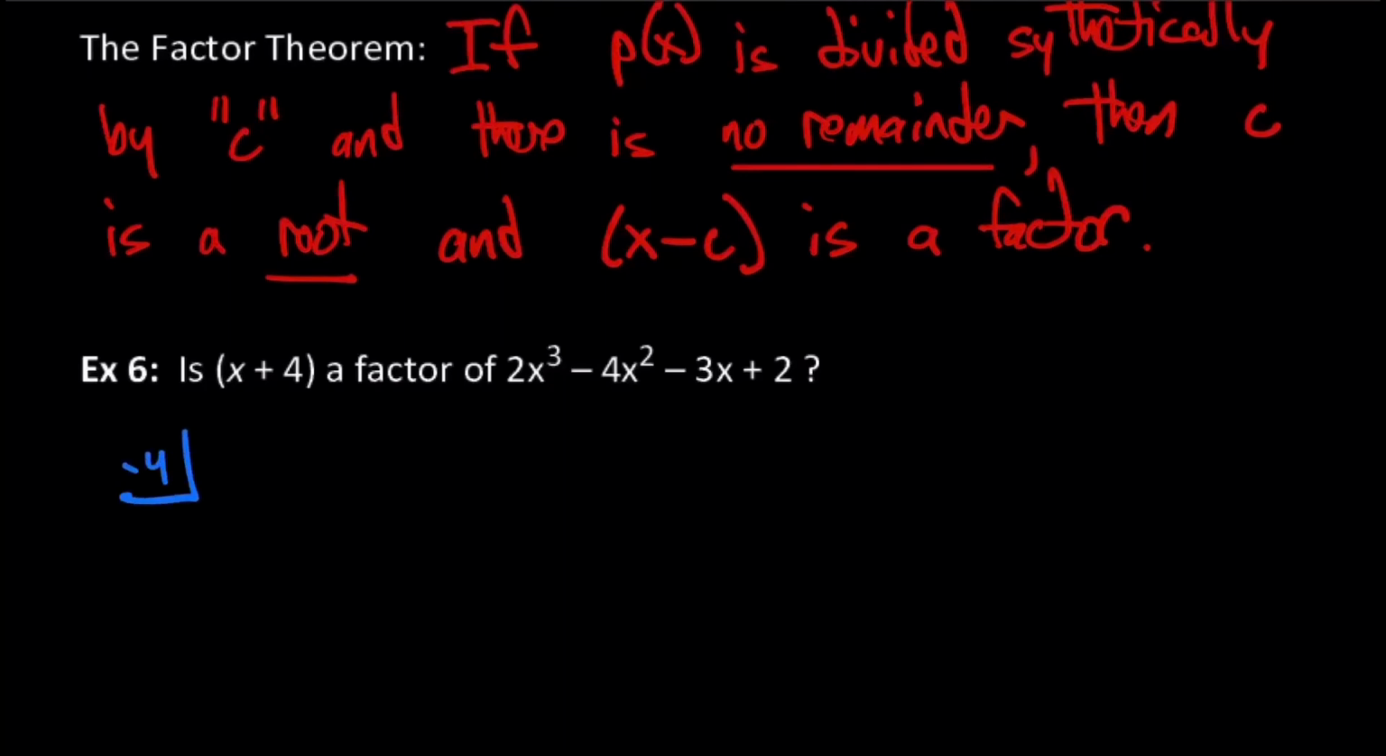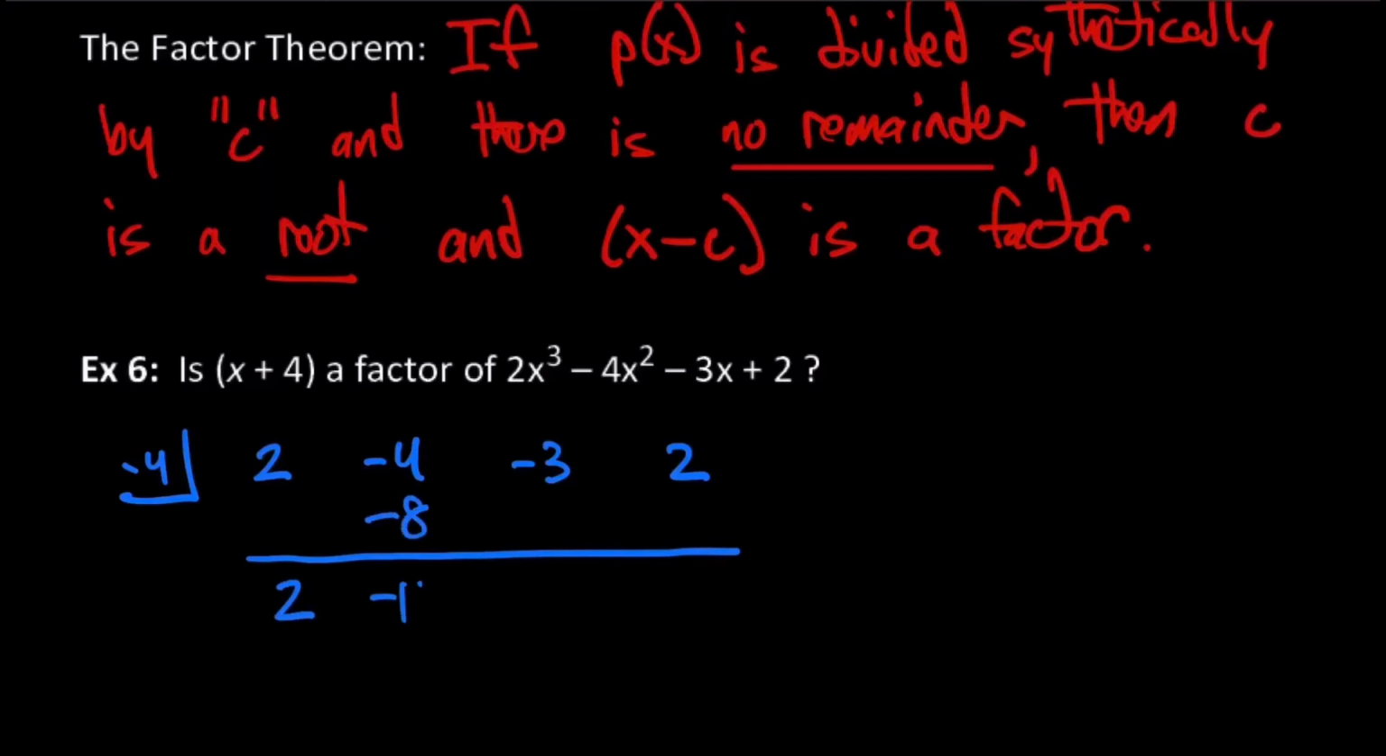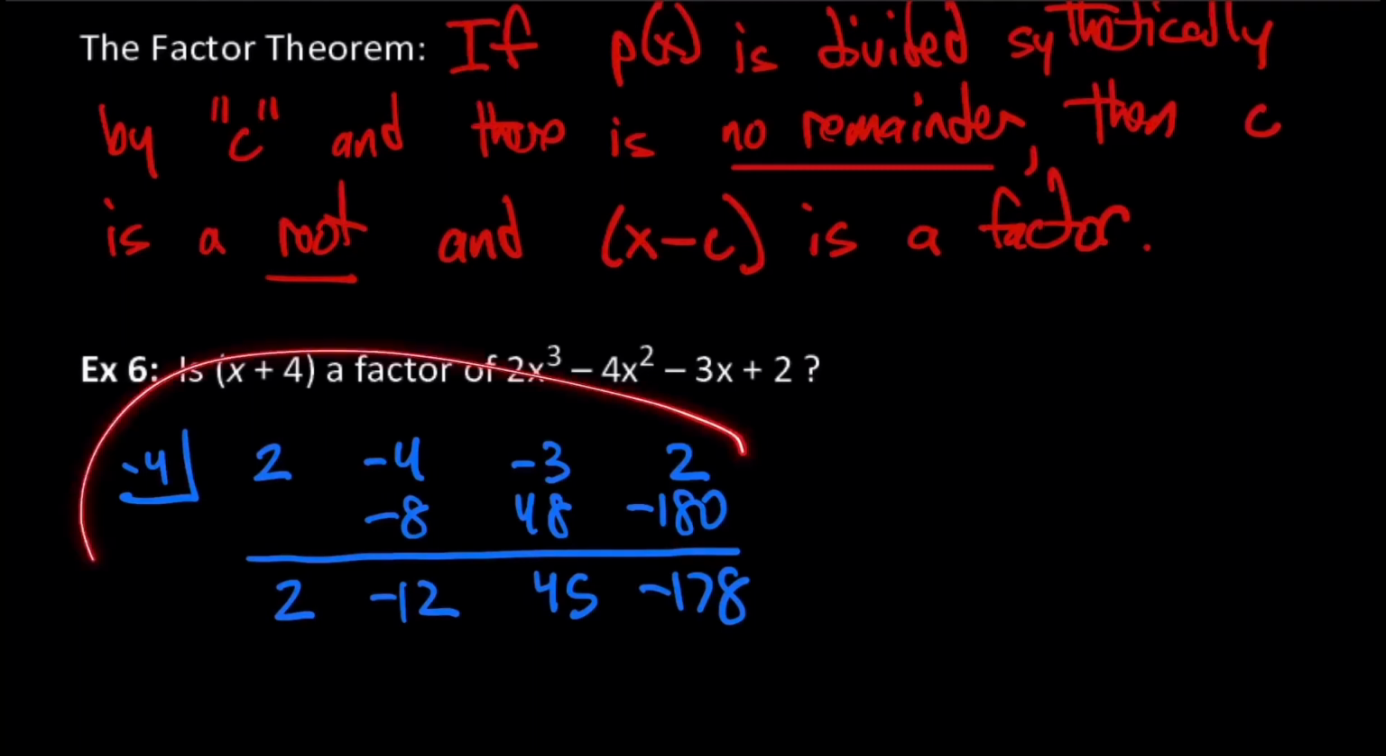Negative 4. How about our coefficients? We have a 2, a negative 4, a negative 3, and a 2. So those numbers are going to go here. 2, negative 4, negative 3, 2. And then this is the easy part. Bring down, multiply, add, multiply. Whoa, getting big here. Add, multiply. 4 times 45, that's 180. Negative 180. Add, negative 178. Now, here's the work. The work's going to be the same from here on out. Synthetic division, over and over and over again.